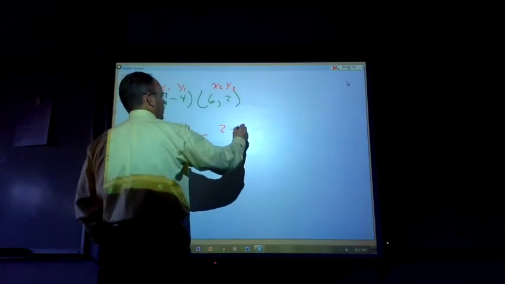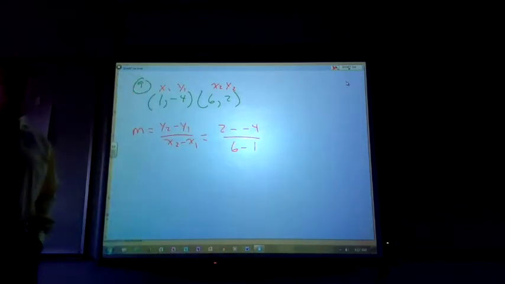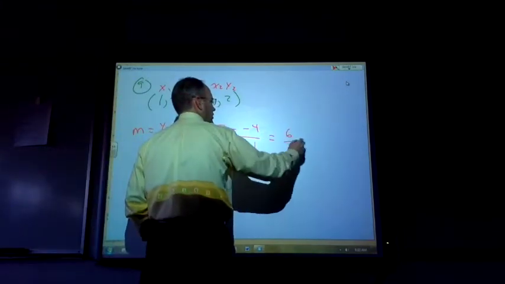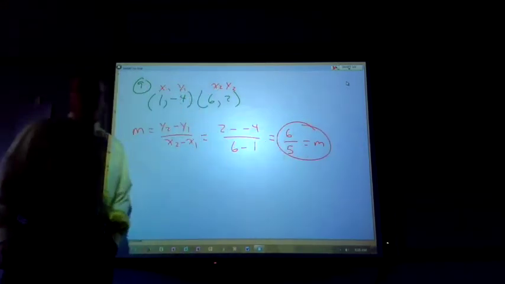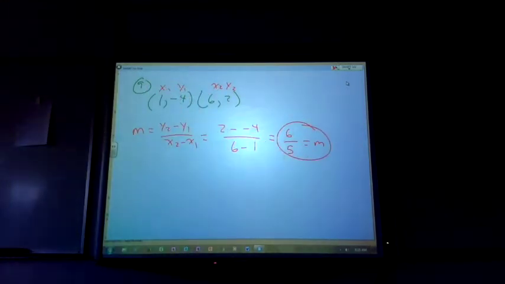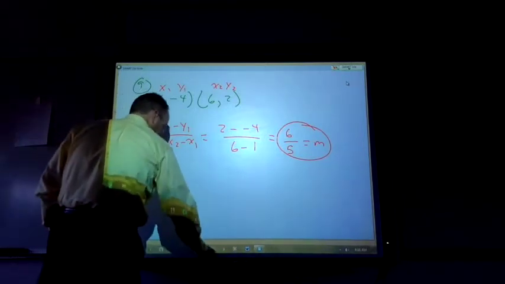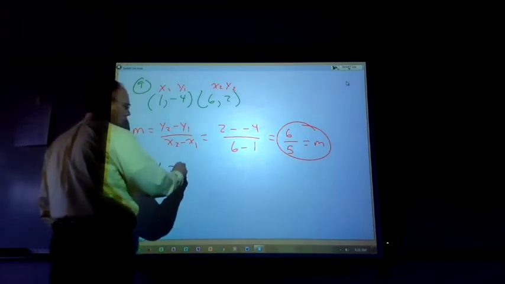And we're going to plug our values in. So I get 2 minus negative 4 over 6 minus 1. 2 minus negative 4 is the same thing as 2 plus 4, which is 6. And then 6 minus 1 is 5. So I have a slope of 6 over 5. Do you feel okay up to this point? Yeah. Okay. All right. From there, we're going to plug into our point slope form, which is this. And again, I'm writing it down because you need to know it.